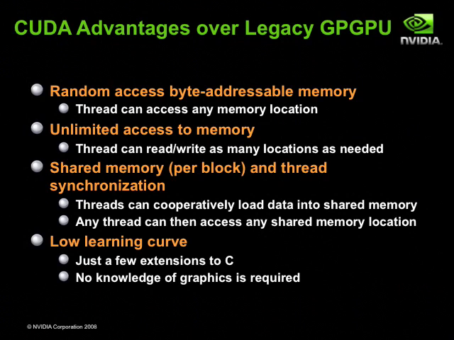CUDA has several advantages over legacy GPU, where generic computing operations are mapped onto the graphics pipeline. In CUDA, memory access is much more flexible than legacy GPU. Threads can access any memory location as often as needed. CUDA threads can cooperate within blocks through shared memory and thread synchronization. Significant bandwidth reduction to device memory can be achieved when threads in a block cooperatively load data into shared memory, where any thread in the block can access any shared memory location.